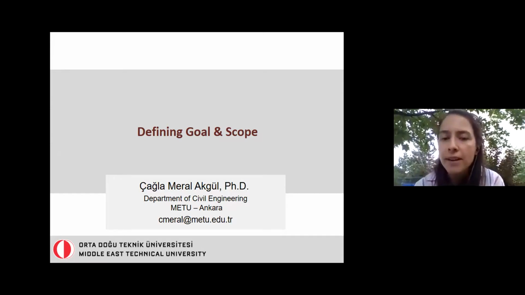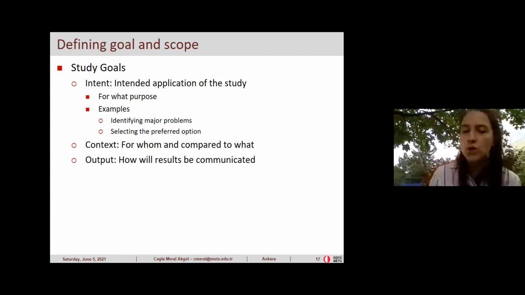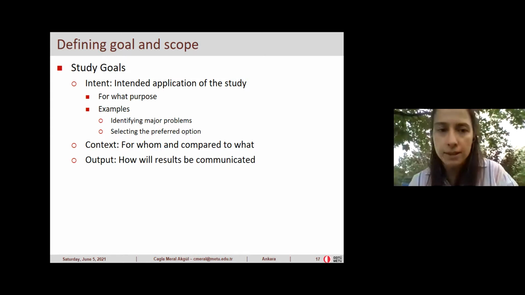Let's start with defining goal and scope. First of all, you need to study your goal. What is your intent, the intended application of the study? For what purpose are you going to do your LCA? For example, to identify major problems, or are you going to do it to select one of the options? And then you need to also think about your context, for whom and compared to what I am actually doing this LCA. And output is how am I going to communicate my results.